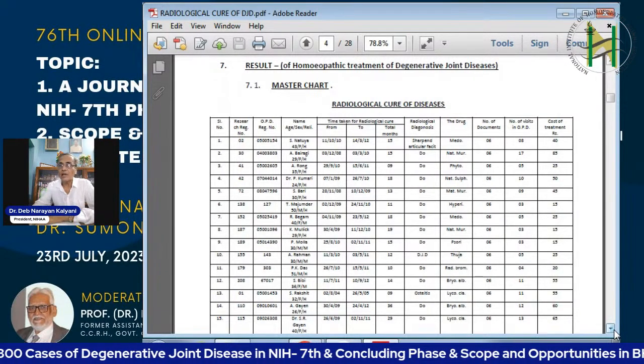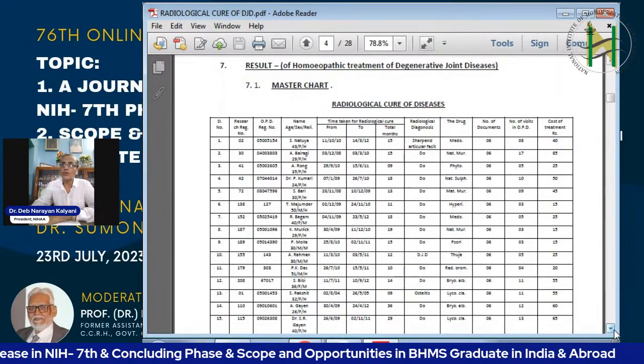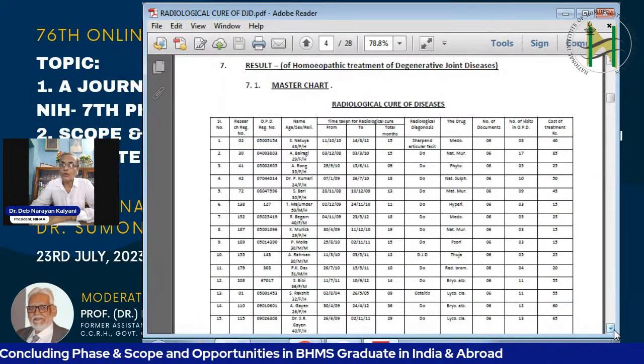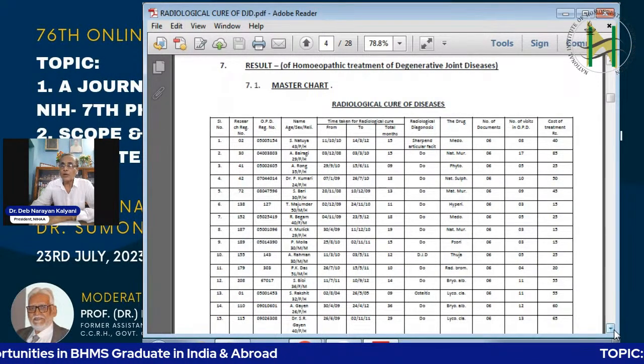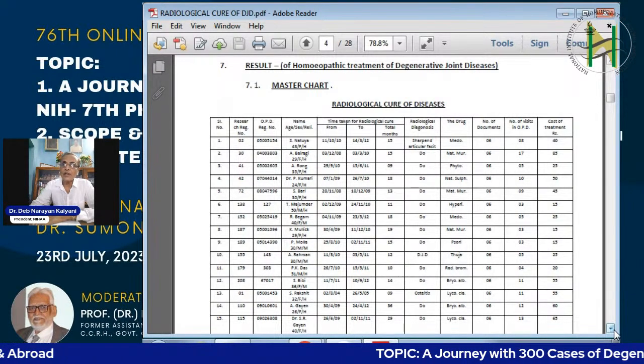The constraint was that our OPD patients were not that sound intellectually and financially. They could not provide X-ray plates, number one. Number two, the moment they got clinical improvement, their complaints were off.